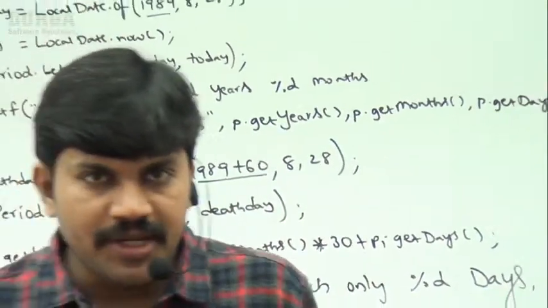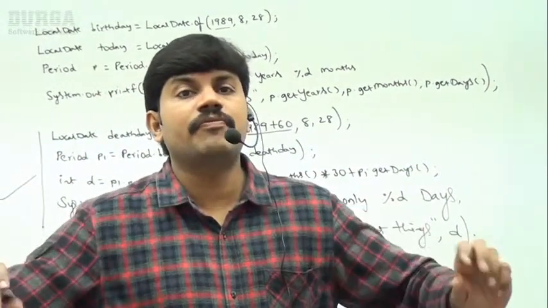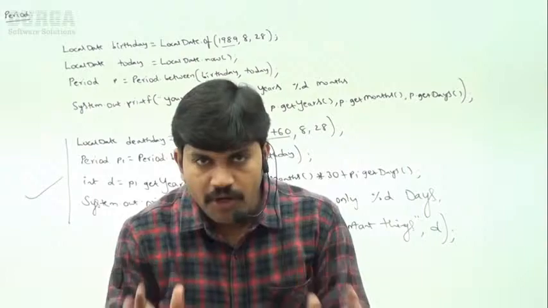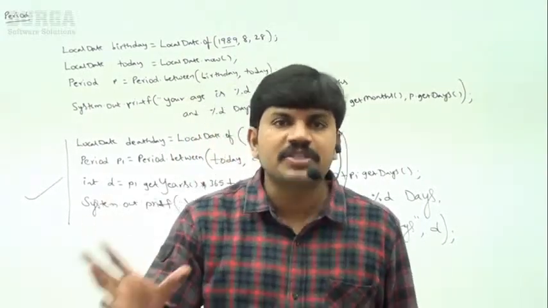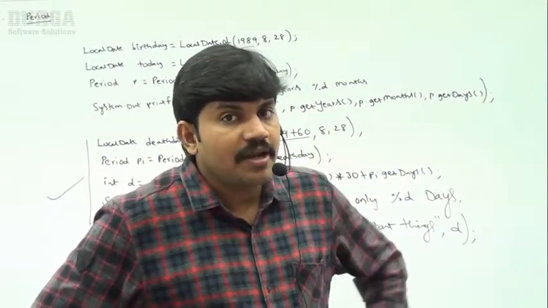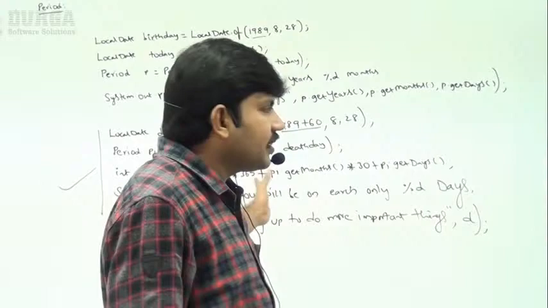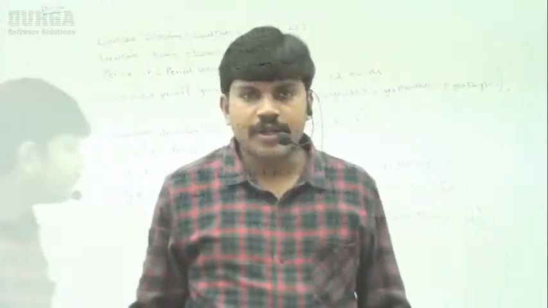Okay, so what is Period? It represents a quantity of time: how many days, how many years, how many months. If you want to represent that, there is a special class available in the time API. What is that special class? Period is the class. Clear for all of you, right? I explained how to use Period with an example. That's all, sir. Okay, now we discussed how to use the Period class from the time API, right?